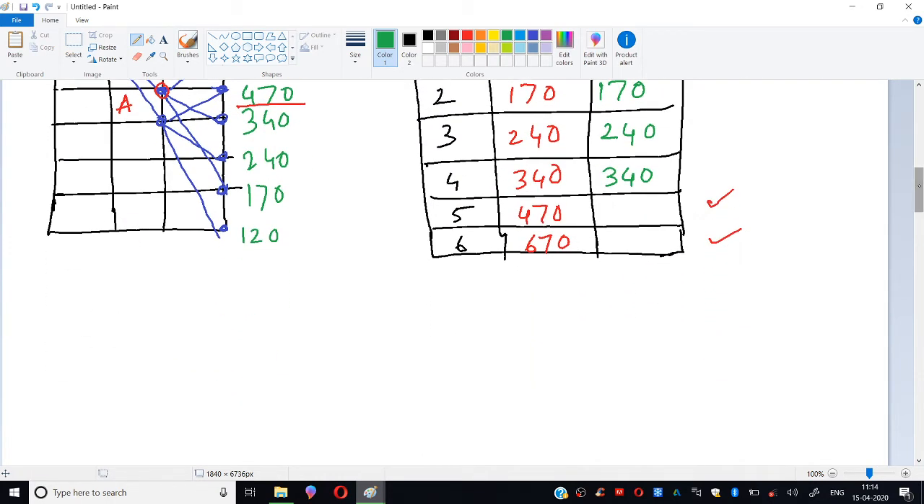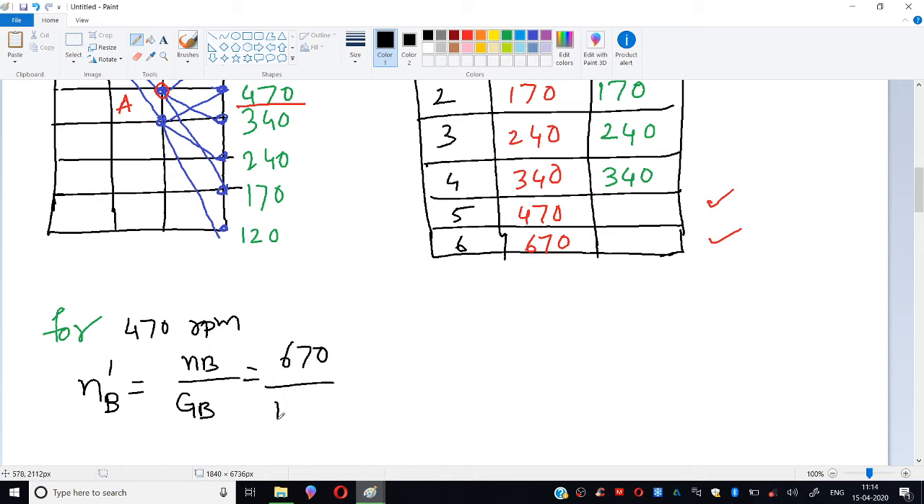For getting those two values, we will write them down like this. Now for 470 rpm, we are going to calculate n dash b, that is nb divided by the gear ratio, which is 670 divided by 1.46, which we take as 459 rpm. So this is the first value that we got.